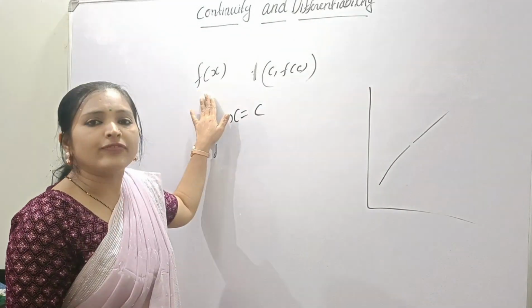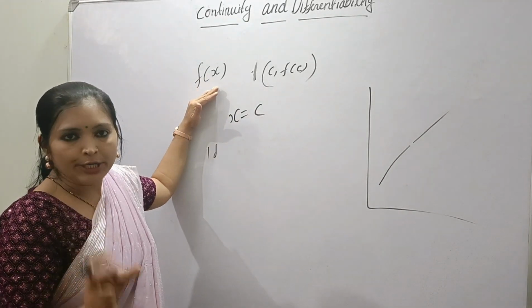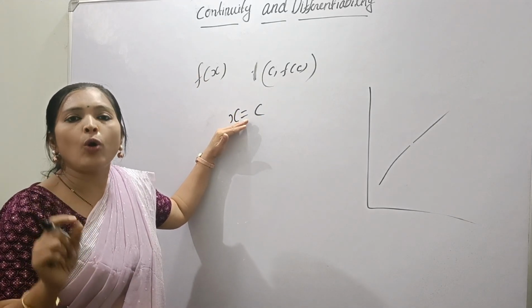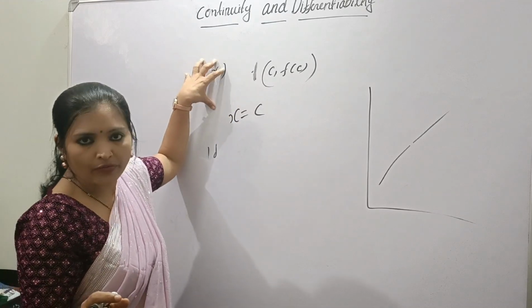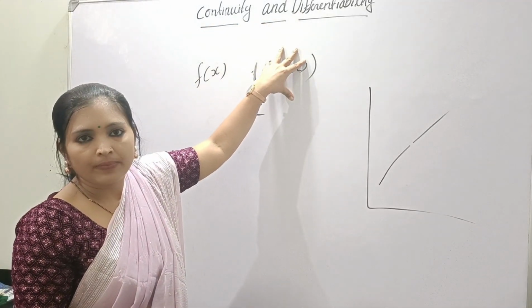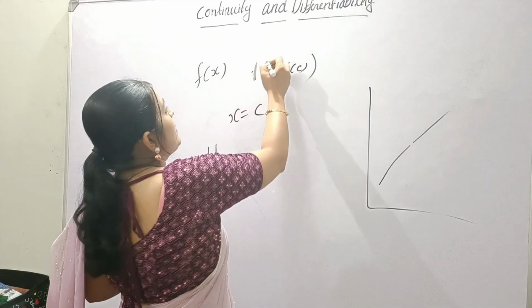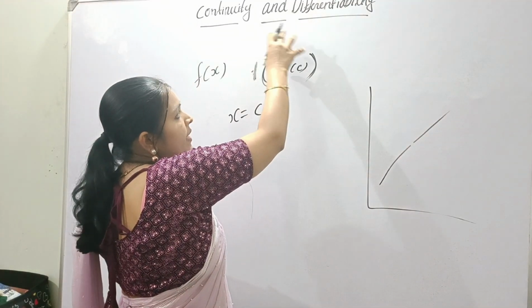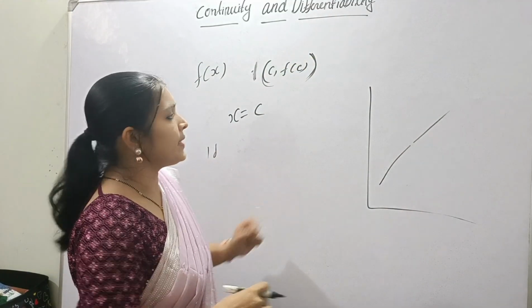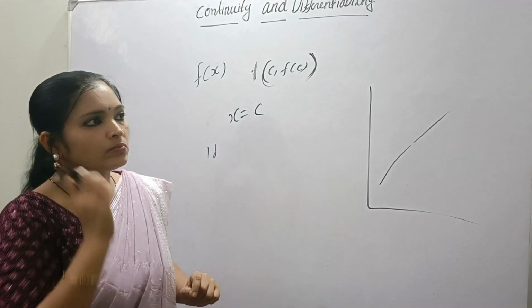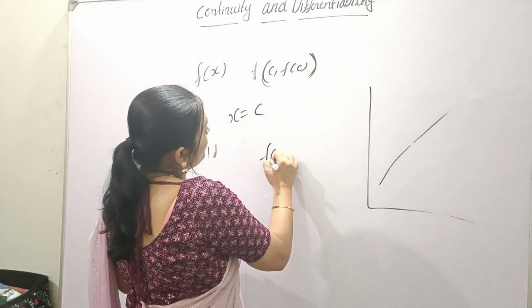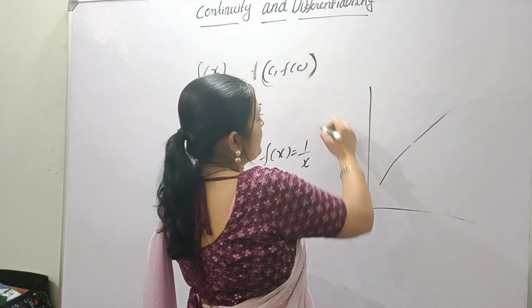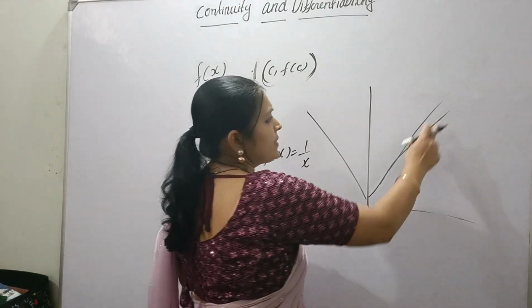A function f of x is said to be continuous at x equal to c if there are no breaks in the graph of the function f of x at this point. Here, the point means the ordered pair, where c is the x coordinate and this is the y coordinate value. Let us take one example: f of x is equal to 1 by x. The graph will be like this, it's a rough sketch.